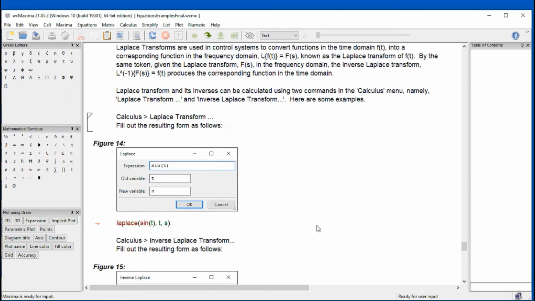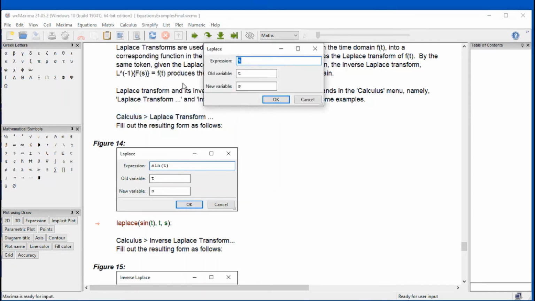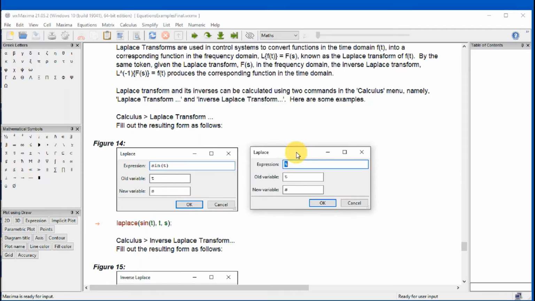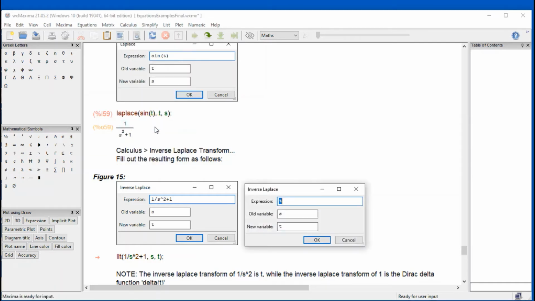At this point, I just want to show you how that works. For example, in the calculus menu, they have a Laplace transform and an inverse Laplace transform. A Laplace transform form where you can enter, for example, as I did in this example, sine of t, where the old variable, the original variable, is t, the new variable will be s. And the inverse Laplace transform is triggered by using calculus, inverse Laplace transform.